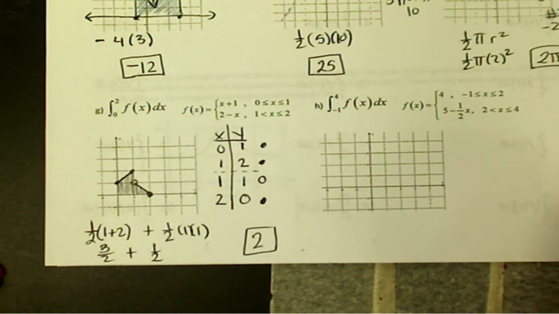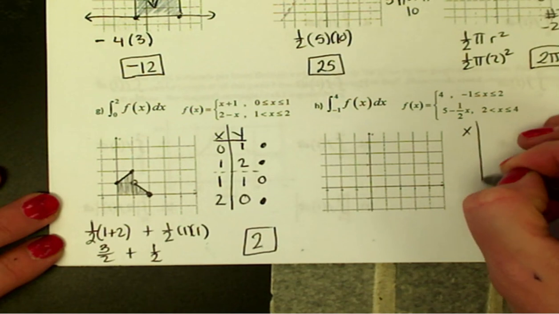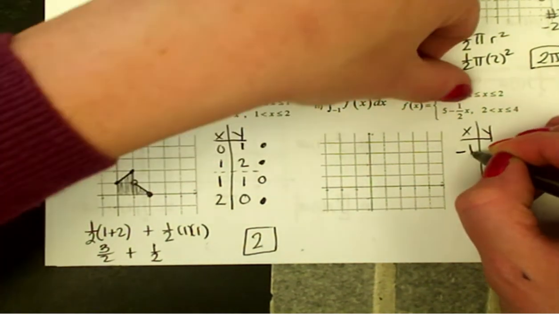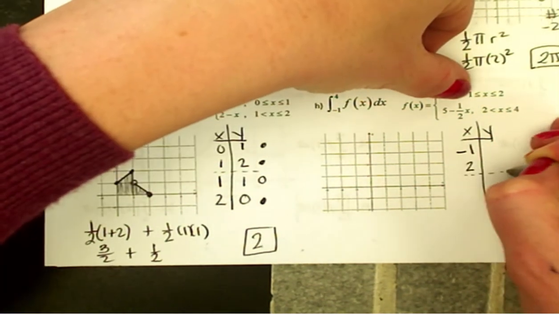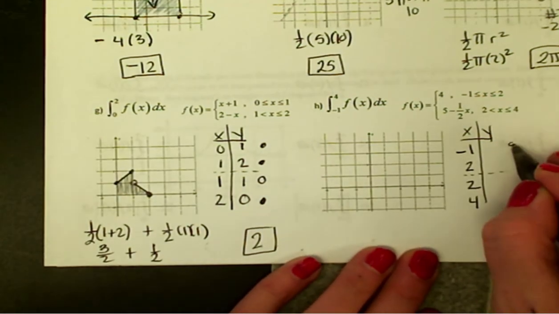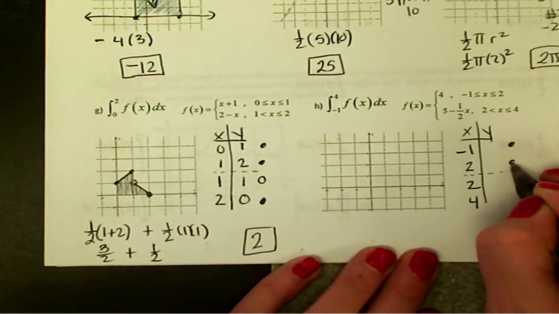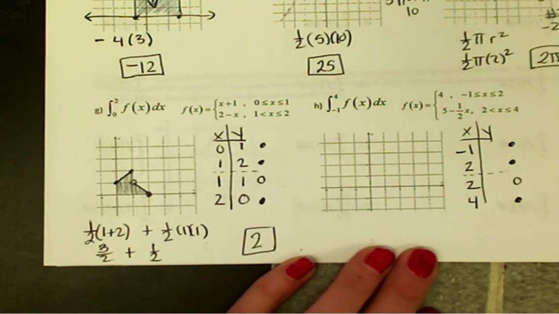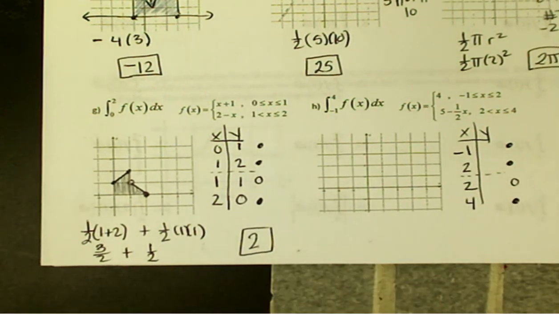Okay. Let's do the last one. So let's put out our table of values. -1, 2, right? I've got the dividing section, and 2 to 4. Closed point, open point, closed point. All right, draw your shape.